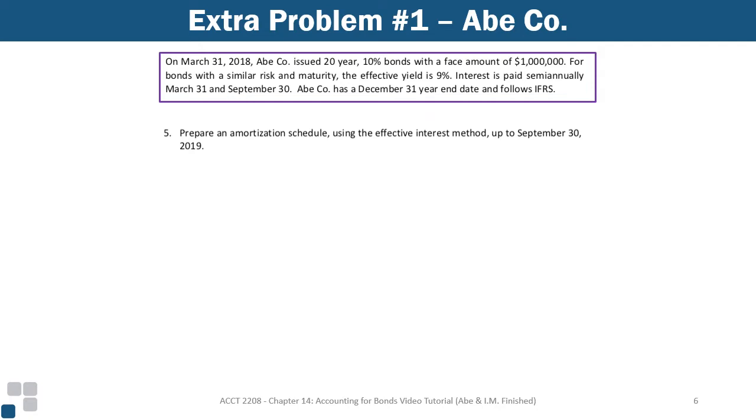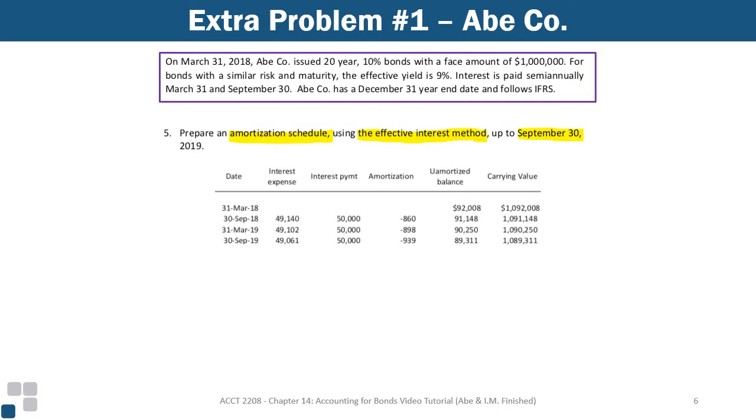Okay, our next objective here is to prepare an amortization schedule using the effective rate approach up to September 30th, 2019. So why don't we go ahead and do that? Here is what an amortization table would look like.